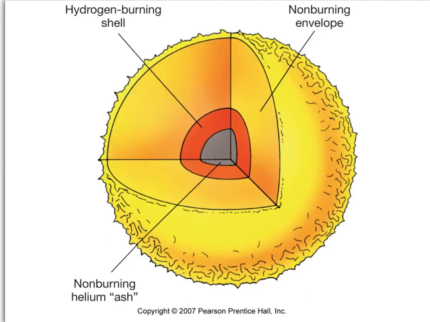So here would be what the internal structure of a star moving off of the main sequence would look like. So you have this hydrogen burning shell. We end up with this helium ash in the center. And this part out here has not been incorporated yet. Fusion has not hit this non-burning envelope.